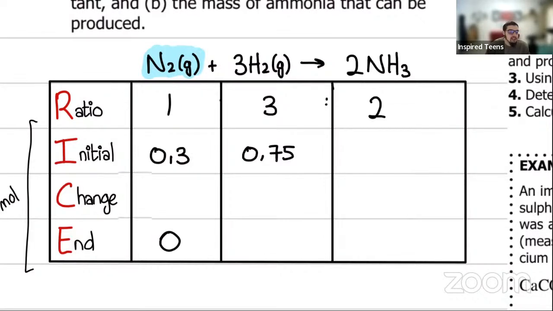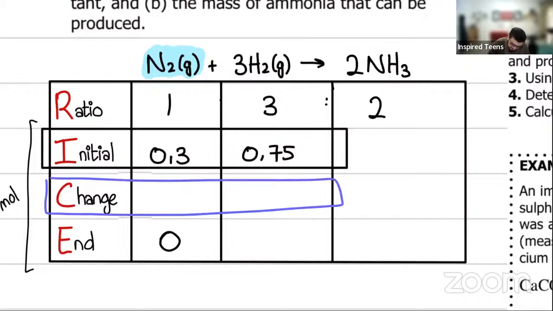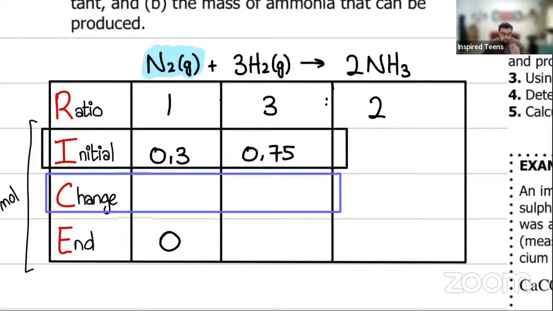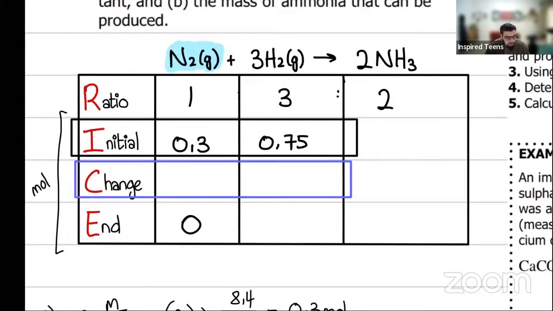Now let's quickly discuss change. We have initially a certain amount. Change is the amount that actually reacts. We know for a fact that not all of one of these two are going to react. So in change, what do we put? We put the exact amount that reacts. Some of you might learn a Mr. Sufi table: molar ratio, start, used, formed, end, something like that. It's a very similar concept.